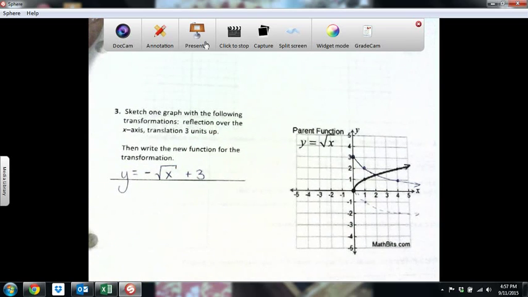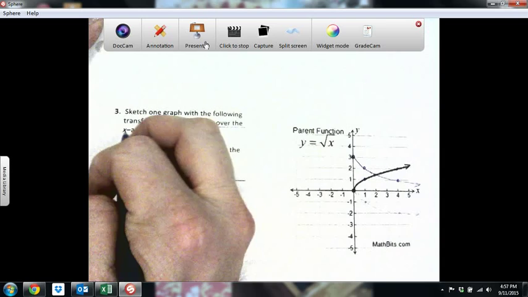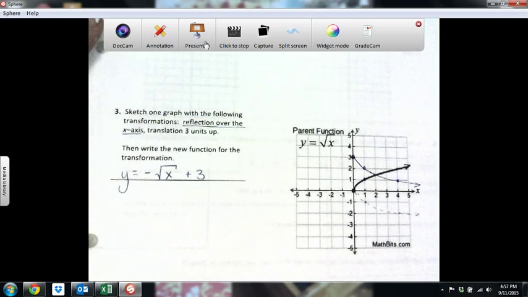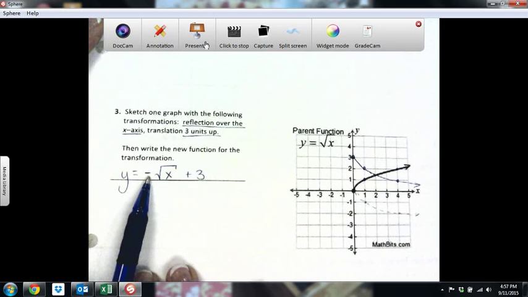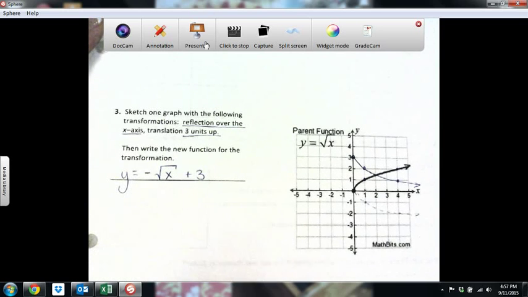And so I did the reflection over the x-axis, which is what we would refer to as opening down, and then I moved it up 3. The negative here is the reflection, the plus 3 is the up 3.